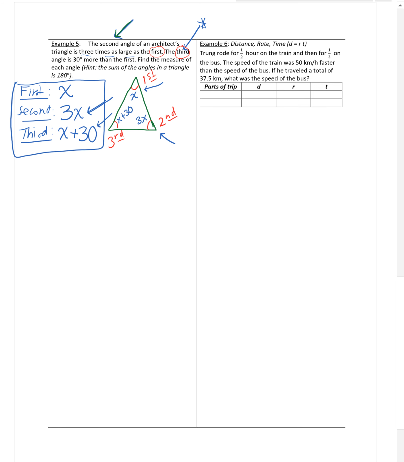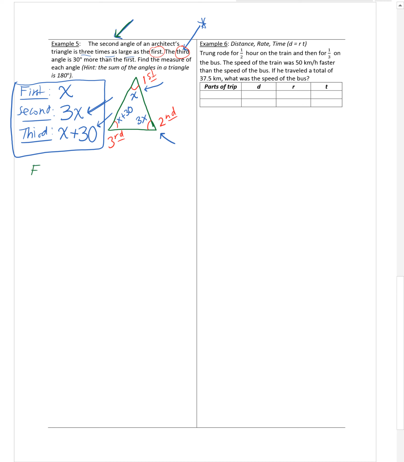It looks good. They want us to find the measure of each angle. And thankfully they give us this hint, because not everybody knows this. The sum of the angles in a triangle, remember that means add, so I guess they're saying if you add all 3 angles, you're going to get 180. I think that's going to give us the key to this equation.